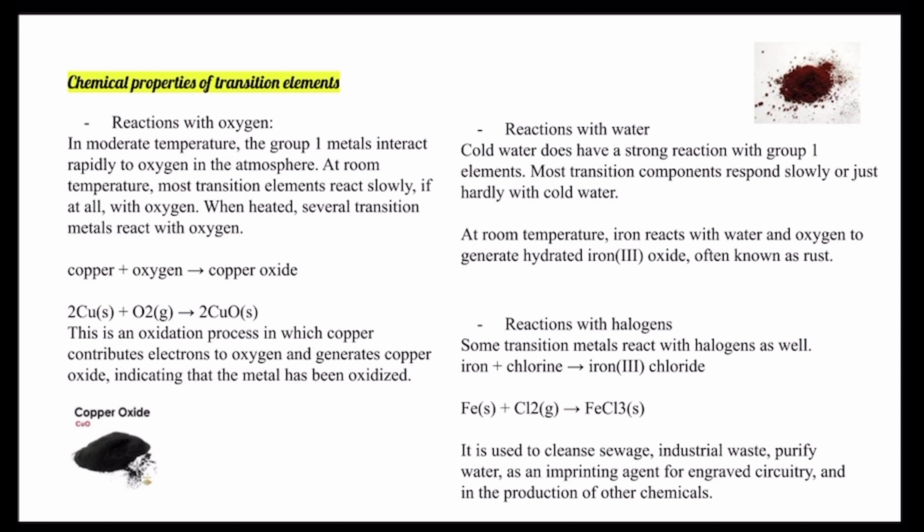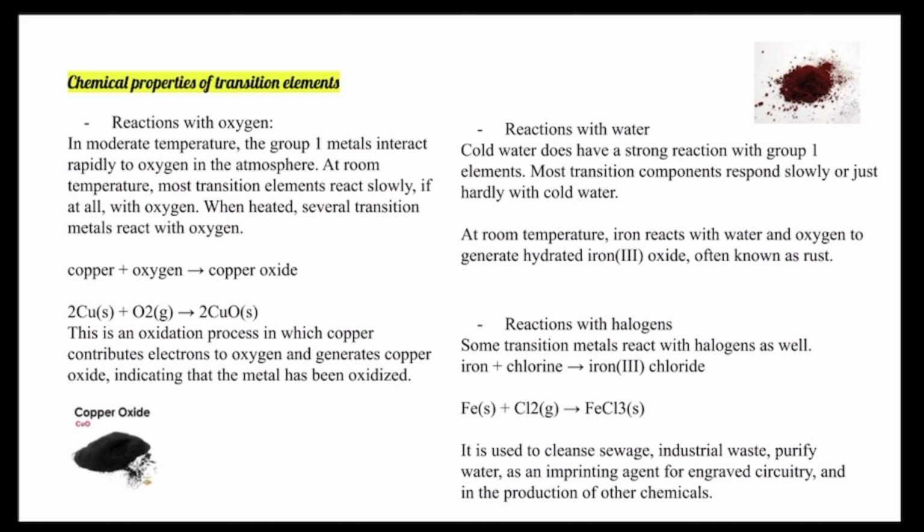And here's the example, the picture at the bottom. Reaction with cold water does have a strong reaction in group 1 elements, but most transition components respond slowly, or hardly at all, with cold water. At room temperature, iron reacts with water and oxygen, generating hydrogen iron oxide, also known as rust. And here's an example, the picture at the corner, as you can see.